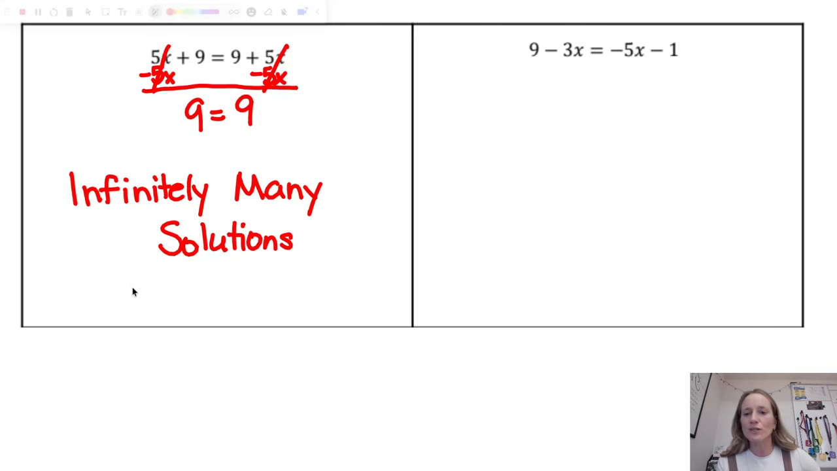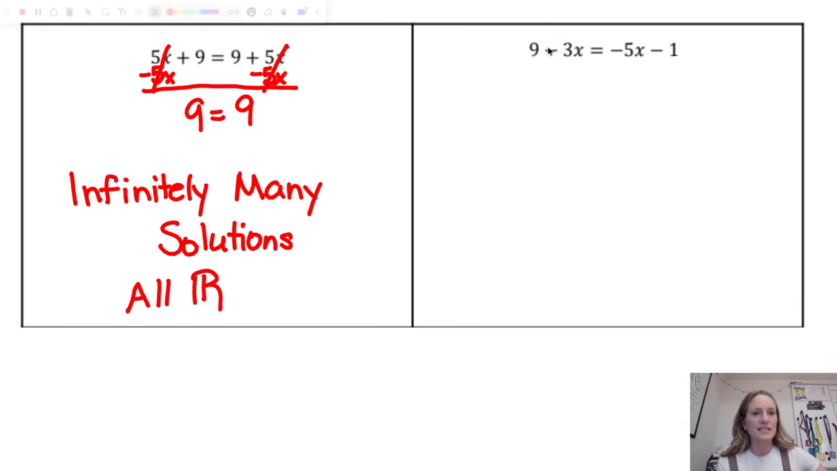The other way that you could write this is to write all real numbers and use that symbol for real numbers. But again, just to explain it a little bit more, the two sides of the equation are actually pretty much the same thing, just rearranged. It doesn't matter what number you plug in for x, this equation will always be balanced. So it's any number, it's all real numbers, or there's an infinite number of solutions. That's what those two things mean. You would not write infinitely many solutions and all real numbers. You would pick which phrasing you want.